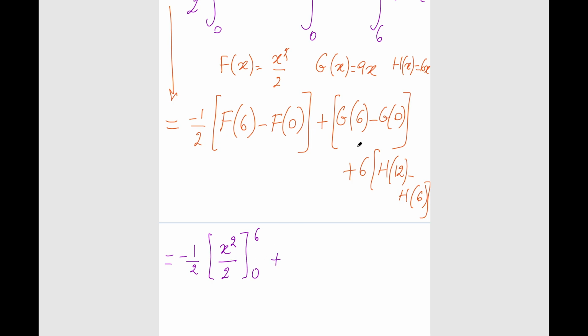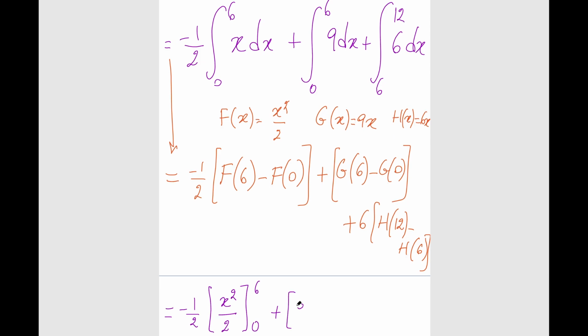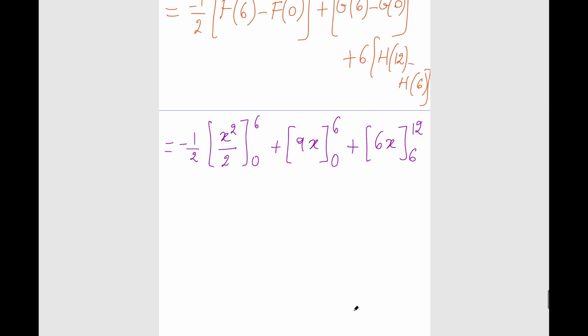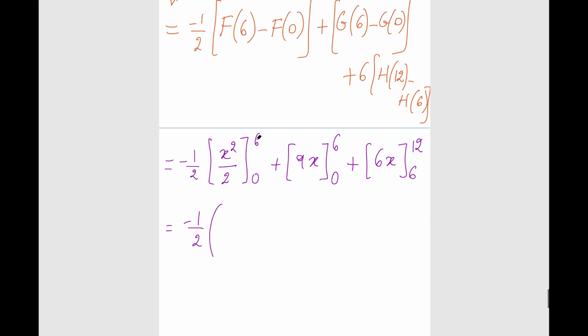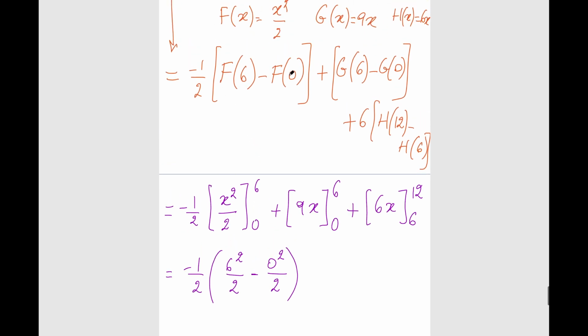Plus, for this guy, what's a primitive for this guy? 9x, right? So 9x, and the bounds are 0, 6. And a primitive for 6 is the h, so it's 6x, and this is between 6 and 12. And as I told you, what this notation means is negative half times that guy evaluated at the upper bound, so 6 squared over 2, right? Minus that guy evaluated at 0, so 0 squared over 2. Makes sense? Again, this is just a notation for such a thing. This is a notation for this thing, and this is a notation for this thing.